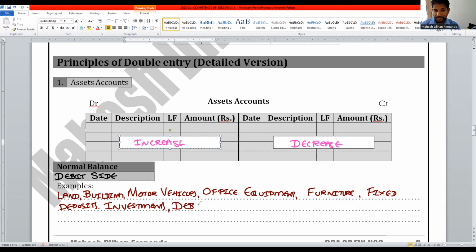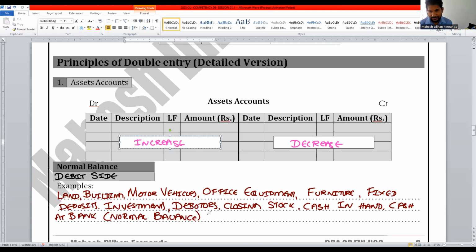Debtors. Closing stock. Cash in hand. Cash at bank. Cash at bank, normal balance. There is another balance too, which I will tell you later. The normal balance of the bank account is also an example of an asset account.